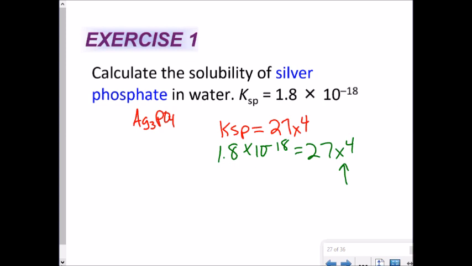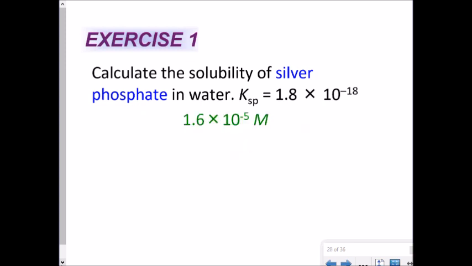So what do you get there for your molar solubility, your x value? Okay, so x equals 1.6 times 10 to the minus 5 moles per liter. So that's how many moles I could put in a liter and it would stay dissolved, right at that saturation point. And that's that equilibrium point of the silver phosphate. Yes?